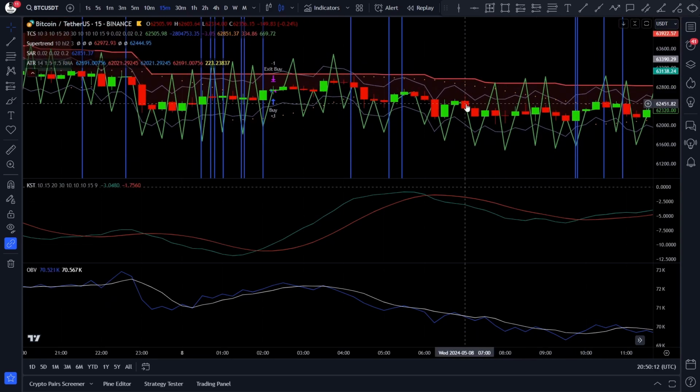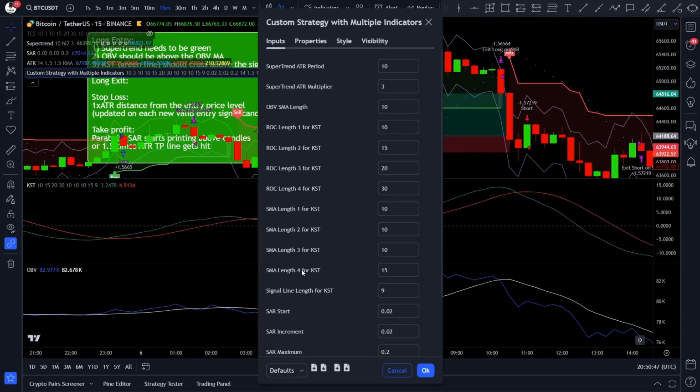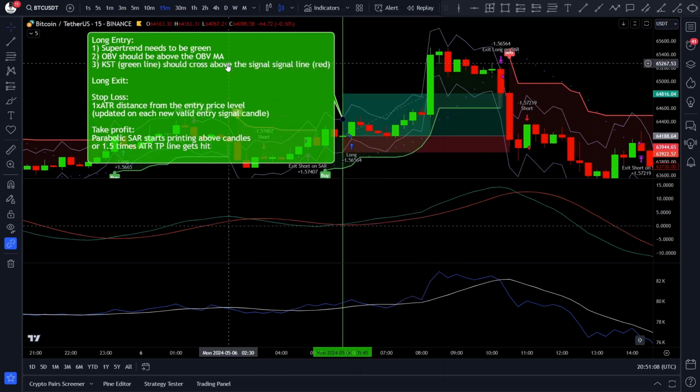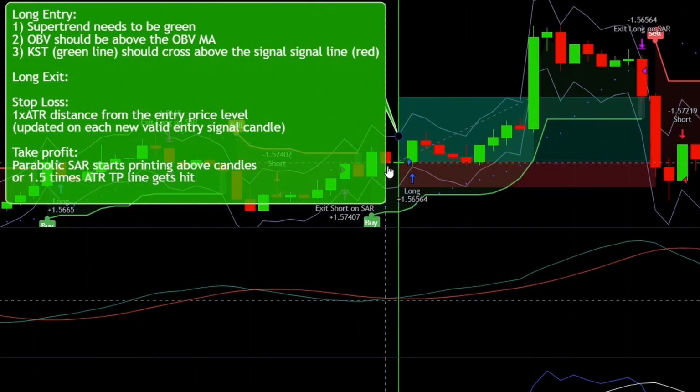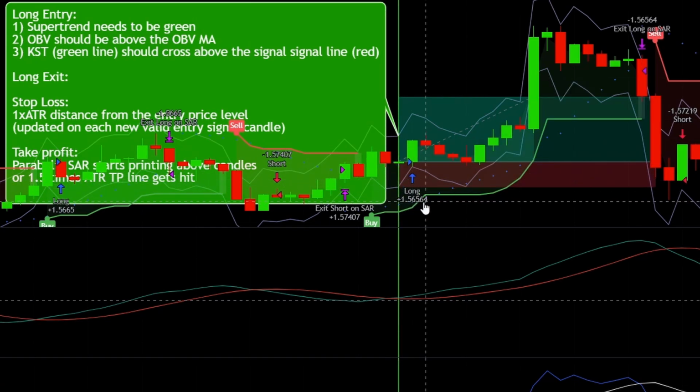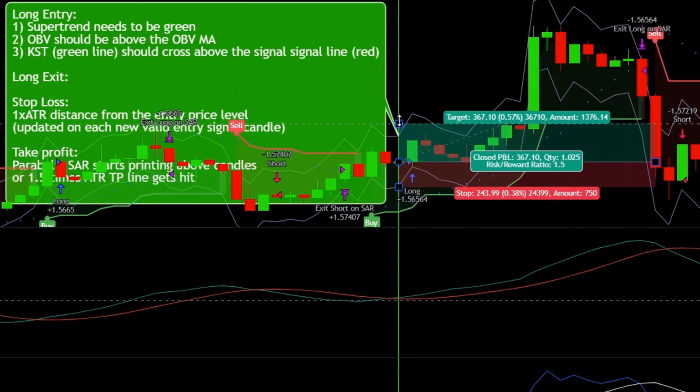But what about GPT-4? Here is the GPT-4 script, and in this inputs tab you can actually set up everything you want. Now let's see how accurately it captures the valid entry signals. Just like before, here was our valid long entry signal, and this time it actually entered into a long position. But did it close the position at our static take profit level?